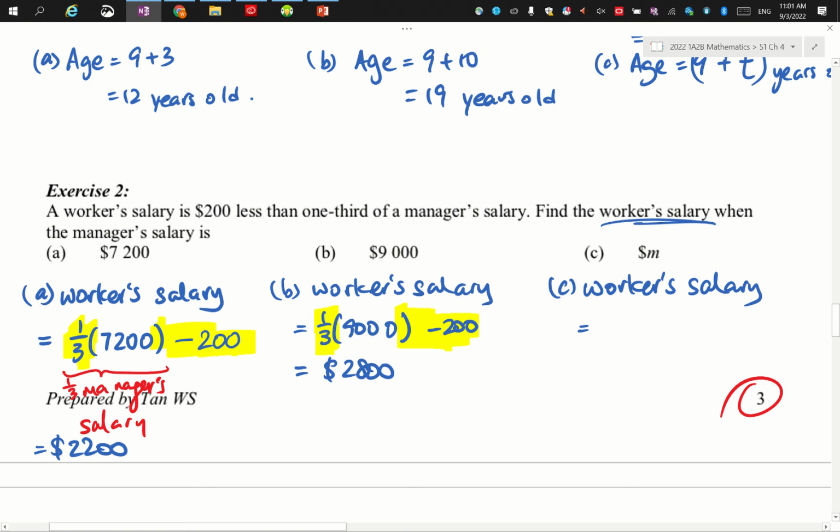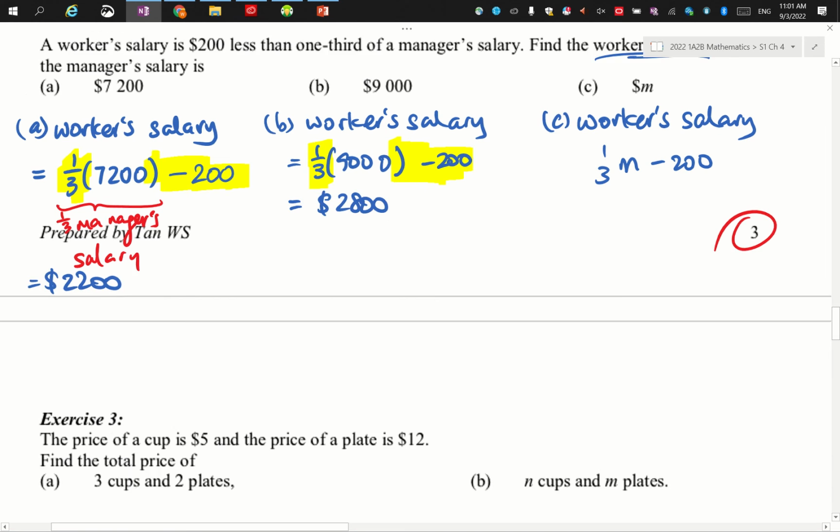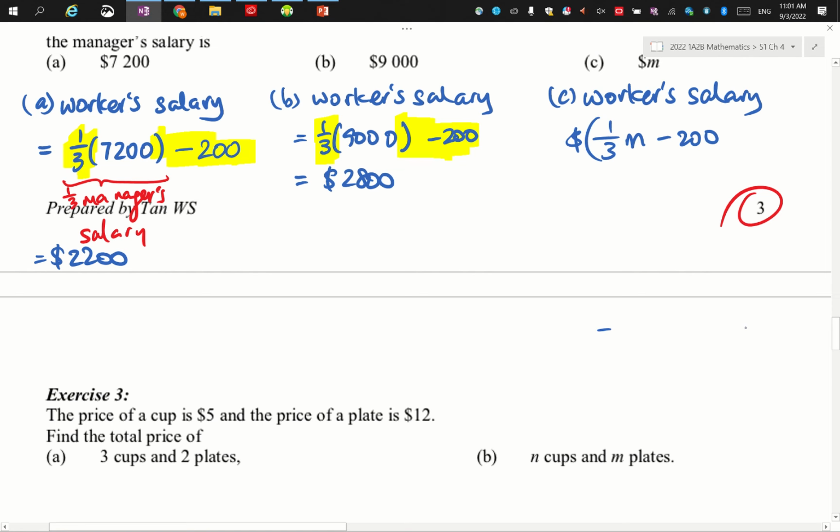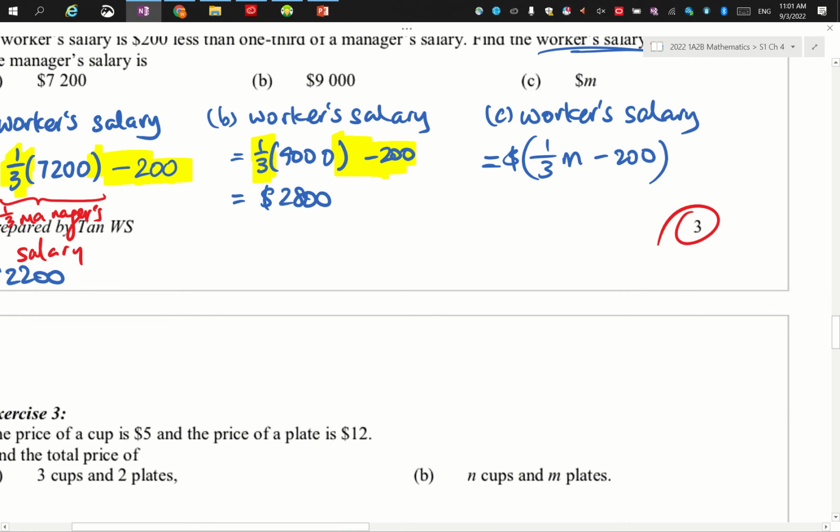Minus away 200, because whatever the manager is earning, we're going to take 1/3 of M minus 200. This is the salary with the unit. Okay, 1/3 M minus 200. Now some of you wrote it down this way. M over 3 minus 200. Is it the same thing? Same, it's the same. Whether you write 1/3 M or you write M over 3, they all mean the same thing. Okay? Both are fine.